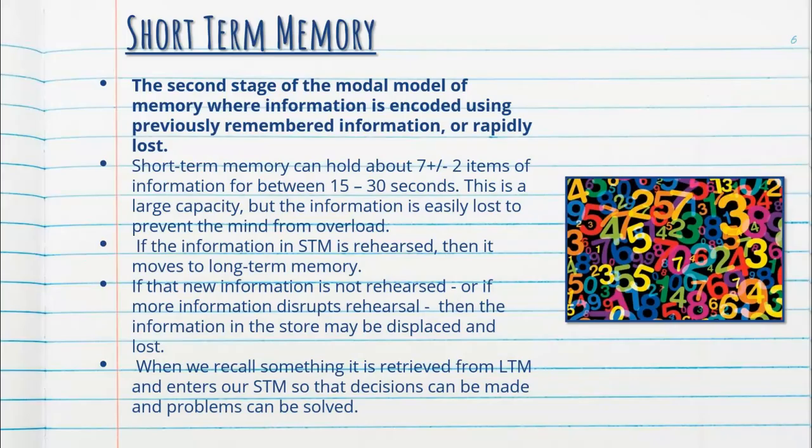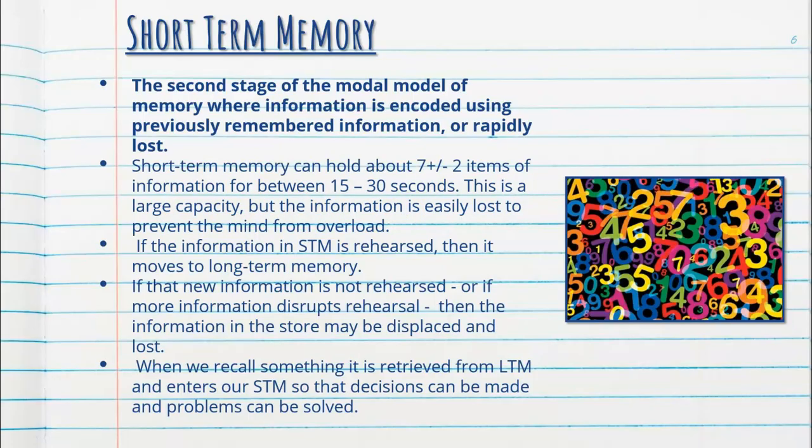Moving on to short-term memory, this is the second stage of the modal model, where information is encoded using previously remembered information. We know from class that short-term memory can hold about 7 pieces of information, give or take 2 items. We've talked about the magic number 7 several times. Usually that information is held for between 15 to 30 seconds. So this is a large capacity, but the information is easily lost to prevent the mind from overload.